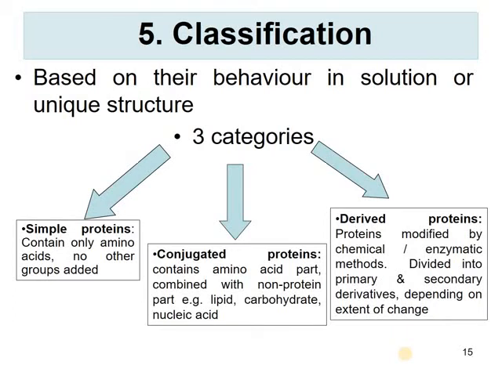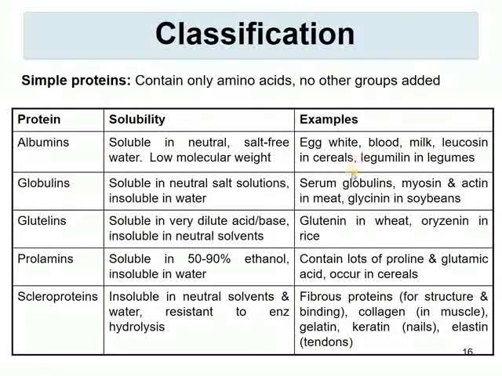However, when you have conjugated proteins, it is still a simple protein in terms of its structure, but it is attached with something else that is not protein in nature. So it can either be a carbohydrate, a lipid or a nucleic acid. Derived proteins, on the other hand, are when the protein is modified by either chemicals or enzymatic methods, and then something new is formed. So depending on the extent of modification, you can have what we call primary and secondary derivatives. Okay, so go read about this.